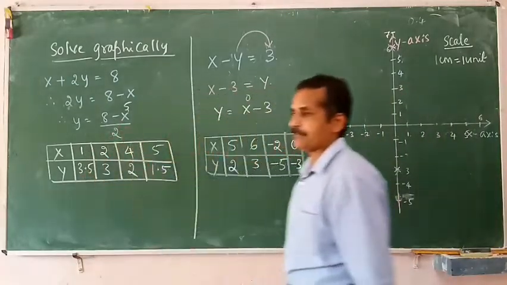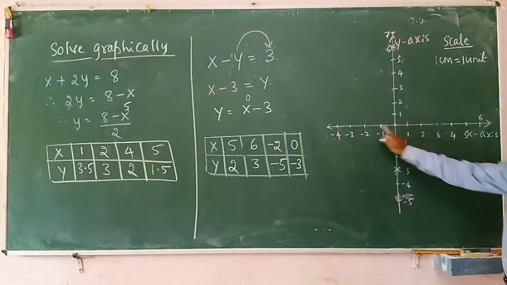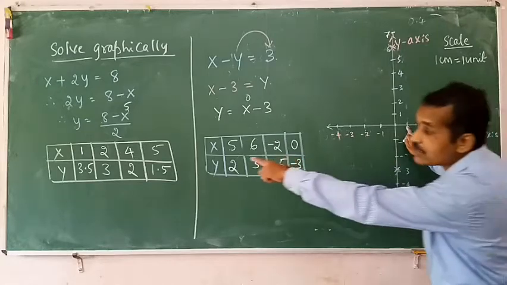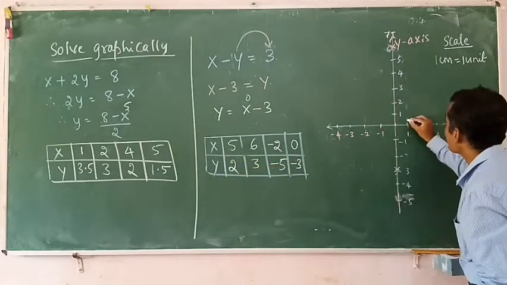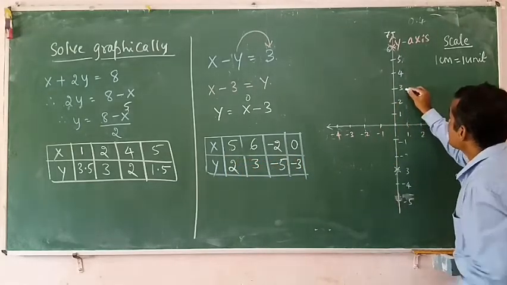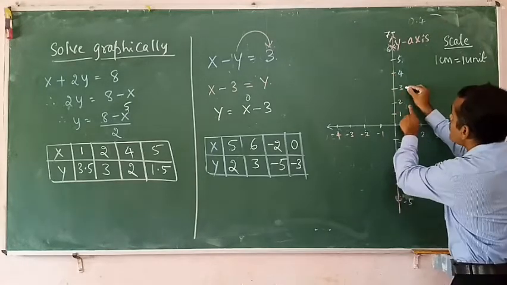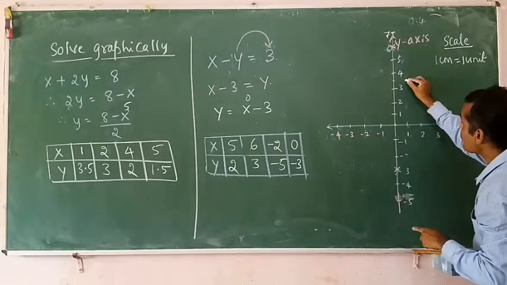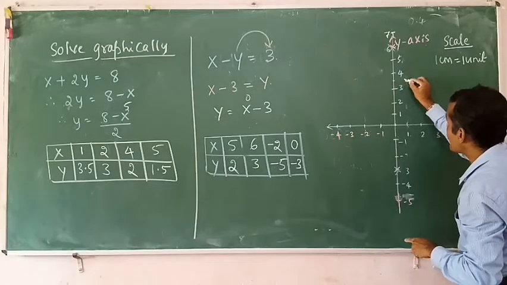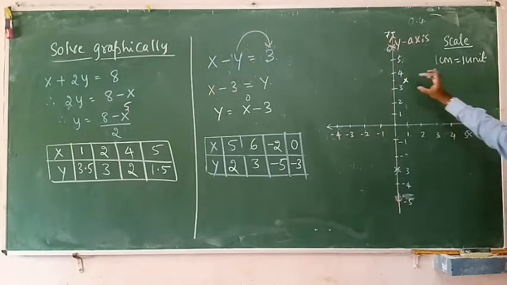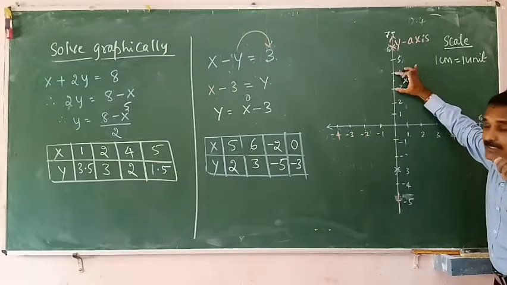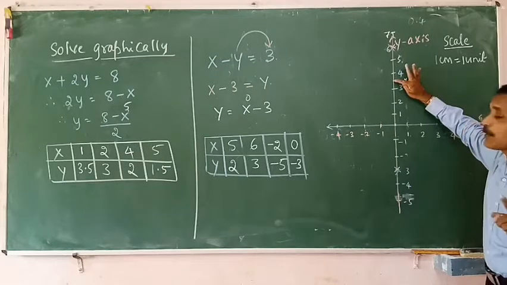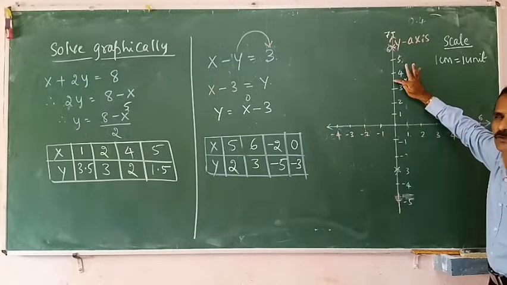X-axis 1 is here. Y-axis 3.5. My dear children, this is 3, this is 4, and 3.5 lies somewhere here. You can see it very well on your graph paper. In between 3 to 4 there are 10 lines. The fifth line is 3.1, 3.2, 3.3, 3.4, 3.5. You can find it very easily on the graph paper.